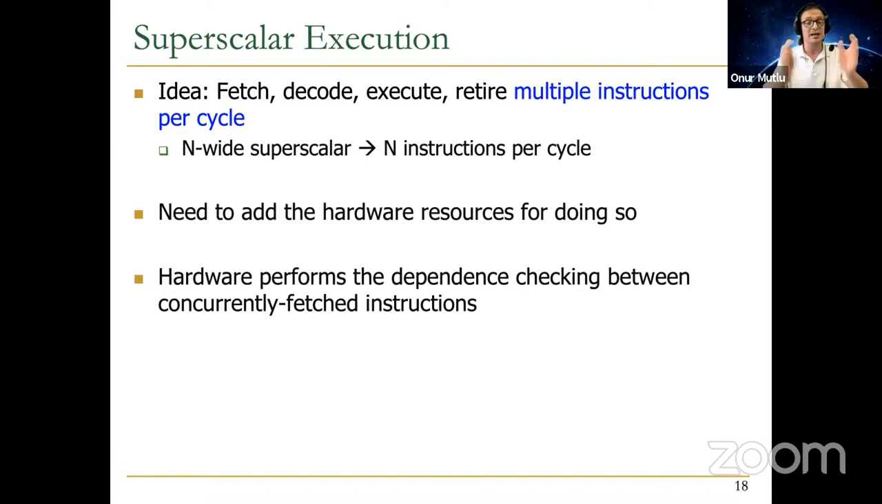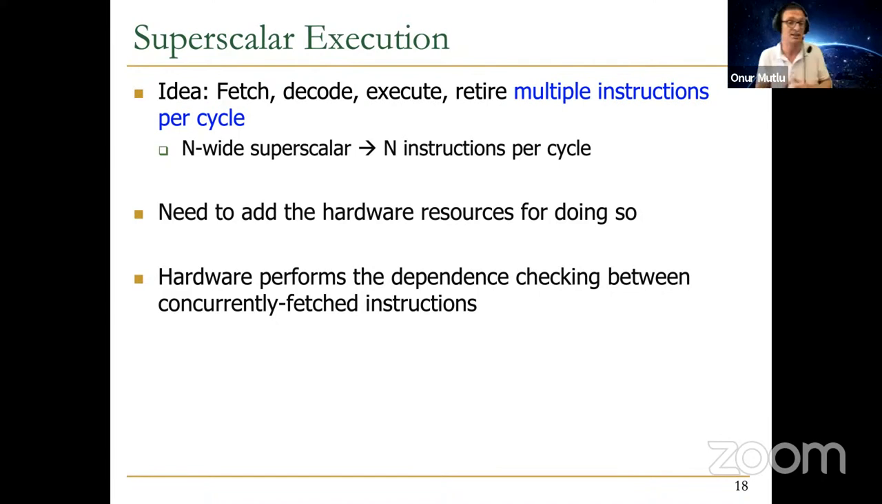And on top of this, you need to extend the hardware dependence checking logic to concurrently fetched instructions. If you think about the hardware dependence checking logic, we have it across different pipeline stages, right? That's what we developed in the pipelining lectures. Now you need to have it within a pipeline stage across different instructions, so that the younger instructions that you fetched in the same cycle determine their dependencies correctly, because they may be dependent on an instruction that you fetched in the same cycle, right?